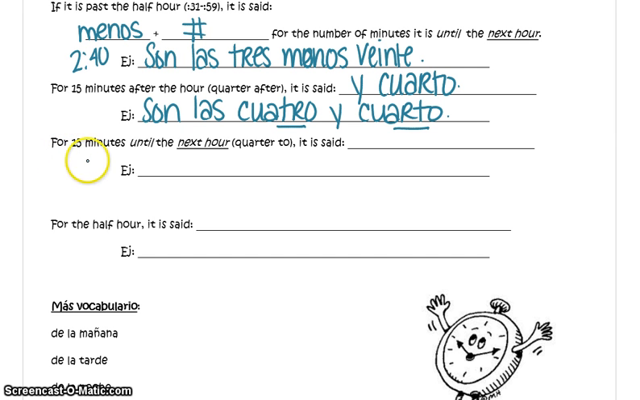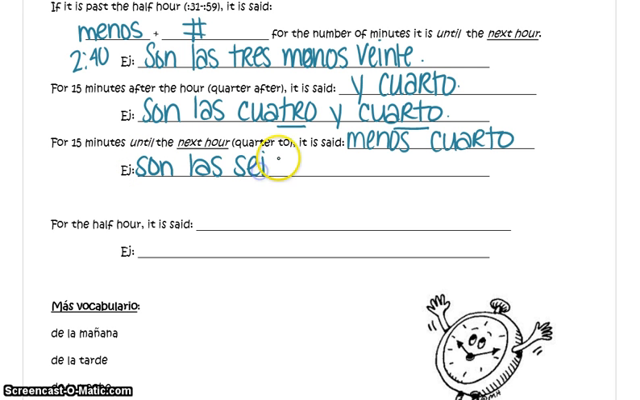If we're saying that we are 15 minutes until the next hour, so it's 1:45, you're going to use menos cuarto. So if we wanted to say that it is 5:45, we would say that it's 6 minus a quarter. So son las seis menos cuarto. So that would be that it is 5:45. It is 6 minus a quarter, or minus 15 minutes.